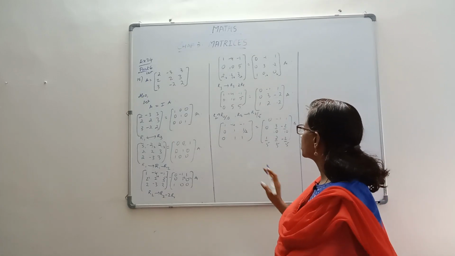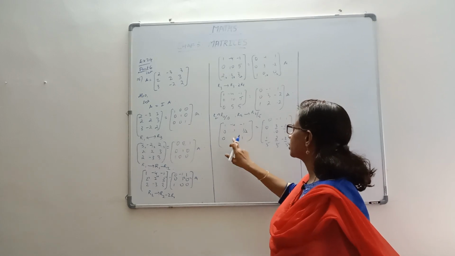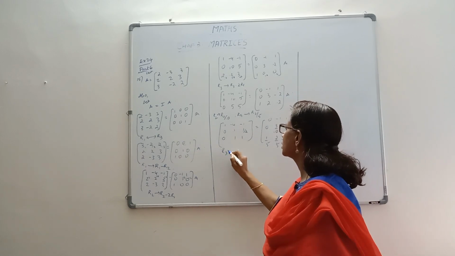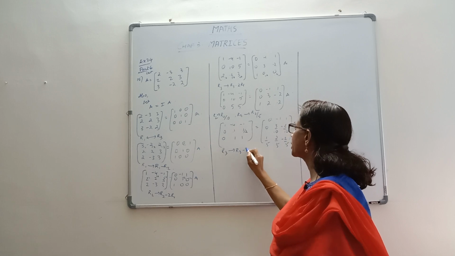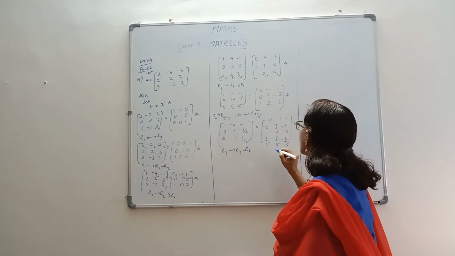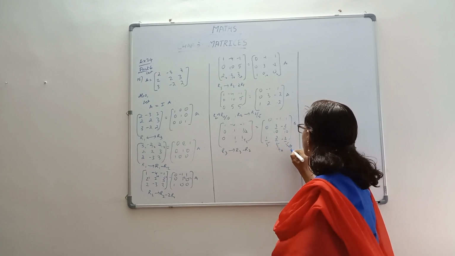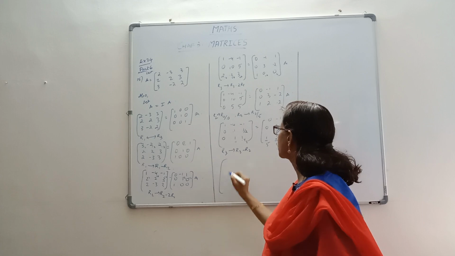So maybe right away we have got 1, 2, 3, 4 places over. Now this has to become 0, that you get from here. R3 will become R3 minus R2. So this is minus 1, this is minus half, and this is minus 3 by 10 and this is plus 2 by 10. So let's see what will come here.